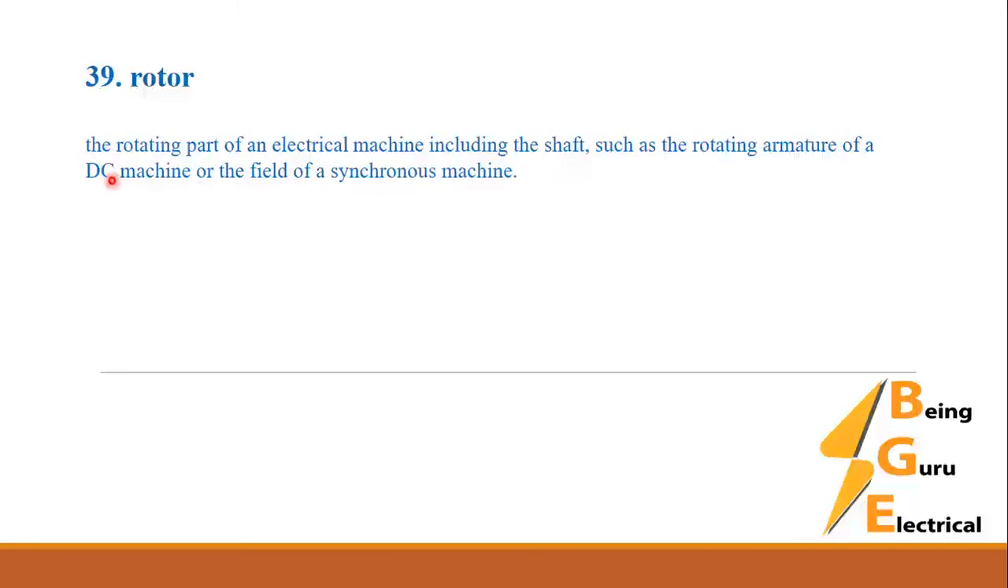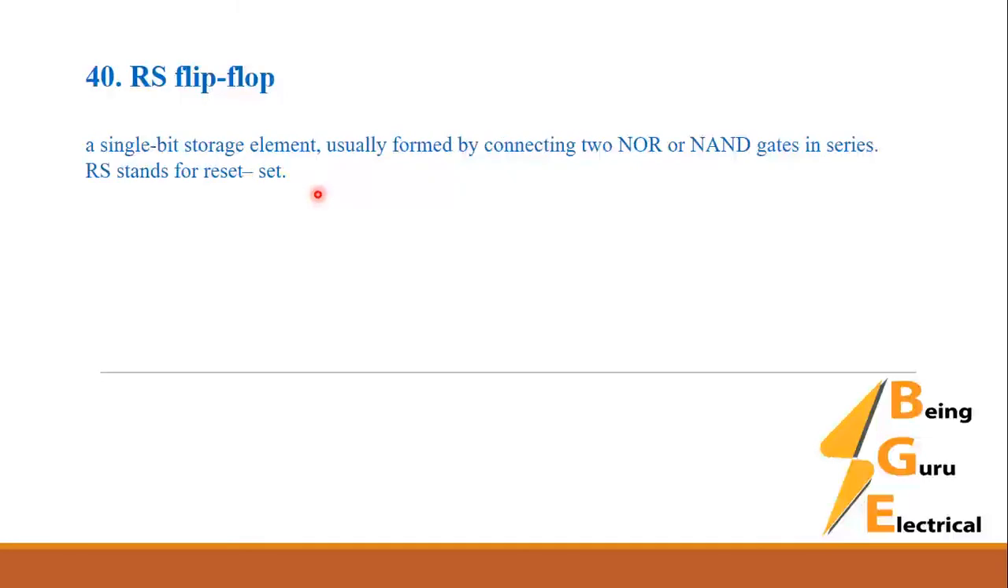Then next we have rotor, the rotating part of an electrical machine including the shaft, such as the rotating armature of a DC machine or the field of a synchronous machine, is called rotor. RS flip-flop. RS flip-flop is a single bit storage element. It's usually formed by connecting two NOR or NAND gates in series, and RS stands for set and reset.